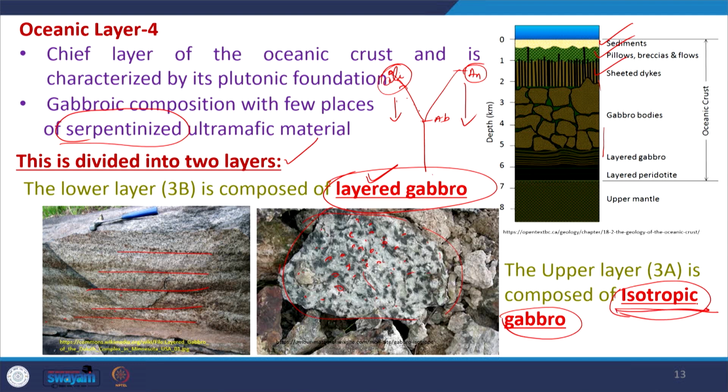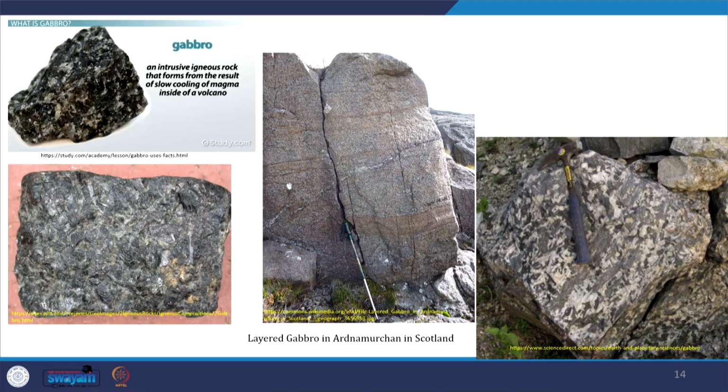So the lower part is the layered gabbro and the upper part is the isotropic gabbro. Here some field photographs are also given. This is the layered gabbro, and these are the isotropic gabbros.